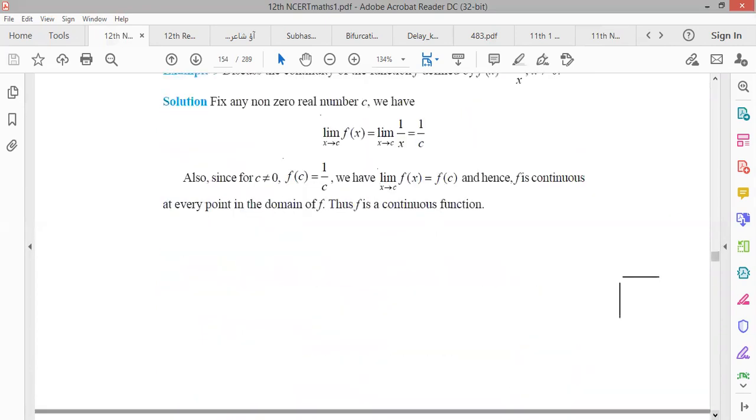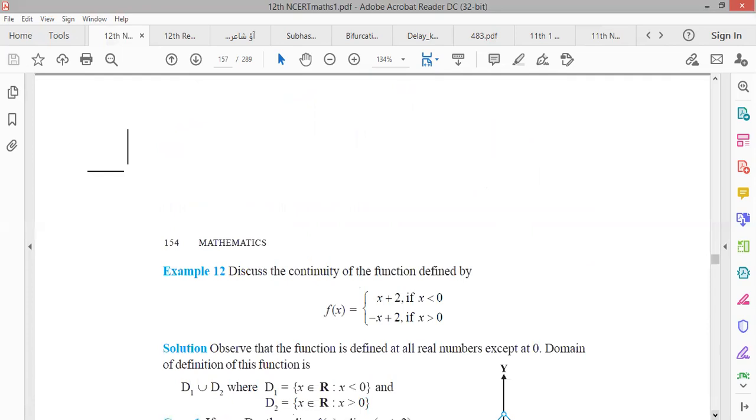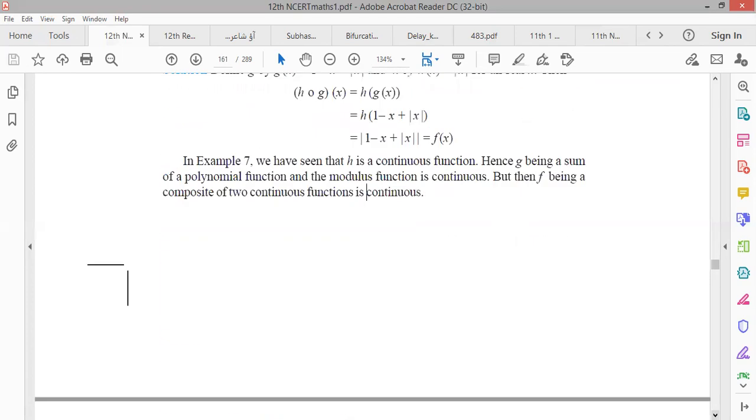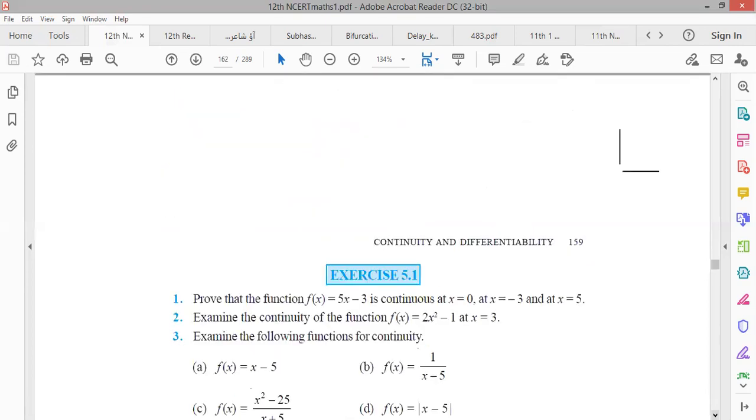Similarly, here we can see all these functions, and in the exercise we also have functions of the same nature. You can see here f of x is equal to 5x minus 3. Limiting value and functional value can be calculated at x is equal to 0, minus 3 and 5. We will see that this is actually a polynomial function, and the limiting value agrees with the functional value. So this function is continuous at all these 3 points.